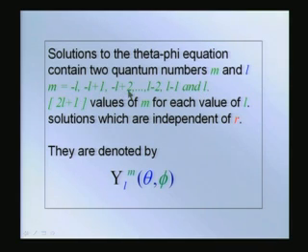For any given value of l, the values of m are known to be between minus l, minus l plus 1, minus l plus 2, all the way up to l in integer steps. That is, there are 2l plus 1 values of m for each value of l, and these are of course solutions for the angular parts only. They are independent of the radial coordinate r.